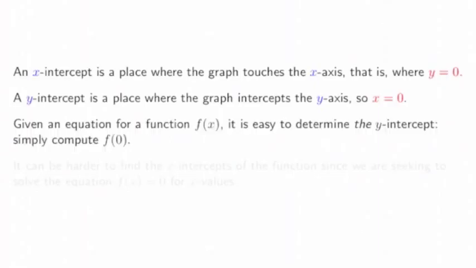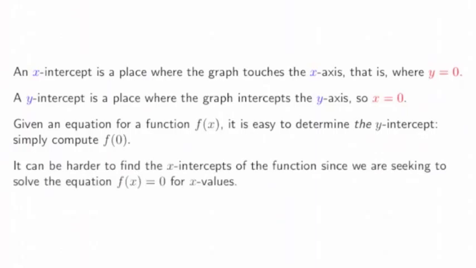If we're given an equation for a function f of x, it is easy to determine the y-intercept. We simply compute f of 0. It can in general be harder to find the x-intercepts of the function since we're seeking to solve the equation y equals 0, or f of x equals 0, for x values. Here are some examples of how we might approach this problem.